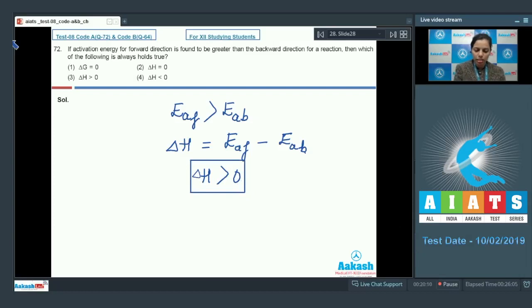In our question it is asked that if activation energy for the forward direction is found to be greater than the backward direction for a reaction, then which of the following always holds true? So simply this conclusion always holds true: delta H is positive. So the answer is option 3.